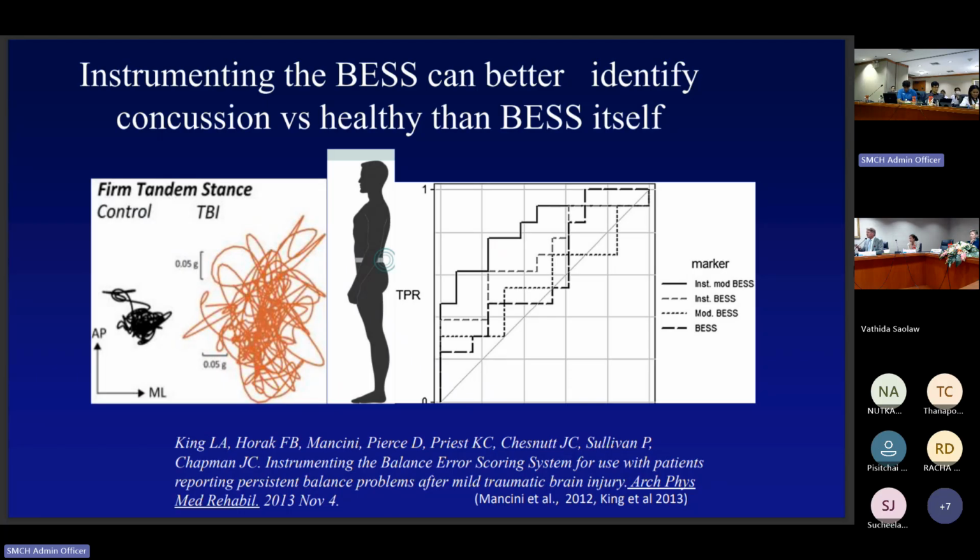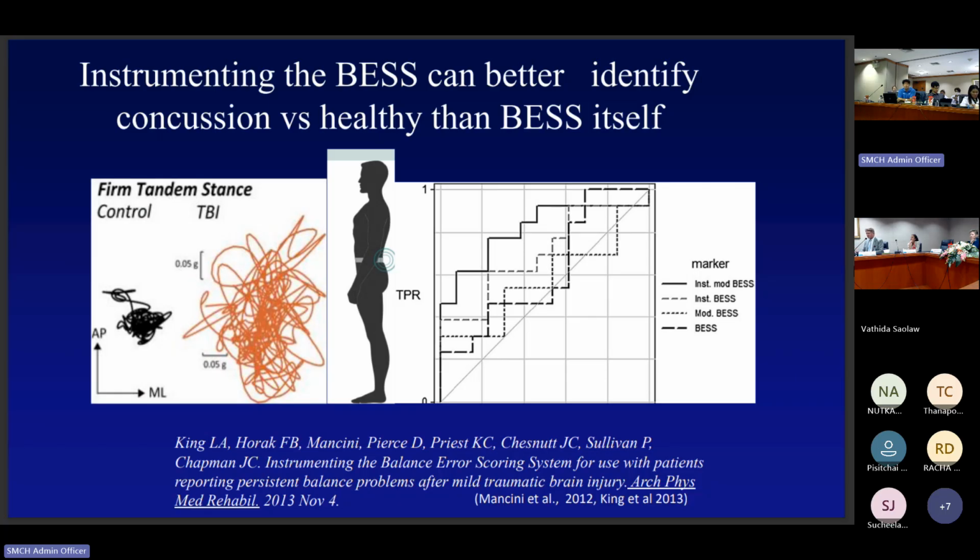Now, we've developed a lot of studies using inertial sensors. You see in the center, there's a sensor behind the small of the back, just about L5. And when we apply these sensors, we have a normal patient that has very tight balance, and this is abnormal balance and movement in a TBI patient. If you use the balance error scoring system, it's just about 60% sensitive in picking up concussions. And if you use these sensors, it's about 80% sensitive.